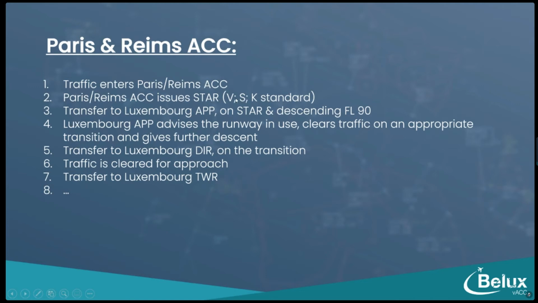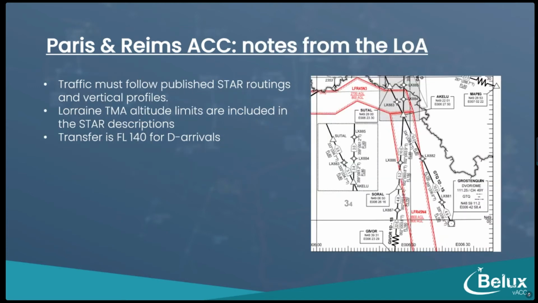So the stars that Paris and Reims issue are standardized because it's easy to standardize them from there. The ones from Langen are a little bit more complicated and depend way more on the situation. We'll see an example of that later. So for Paris and Reims, they are standardized. If you want a different star based on your traffic situation or whatever, it's okay. You can just ask, okay, please use delta stars from now on. But in general, you'll have them on quite a good star. Okay, Paris and Reims notes from the LOA as well.